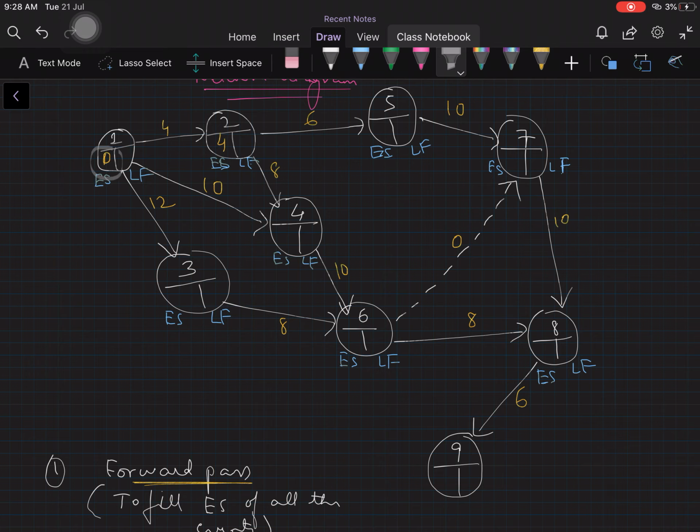Now let's see the other path. Let's see what the other path gives us. 0 plus 10 gives us 10. Now this arrow gives us 10, and this arrow gives us 12.